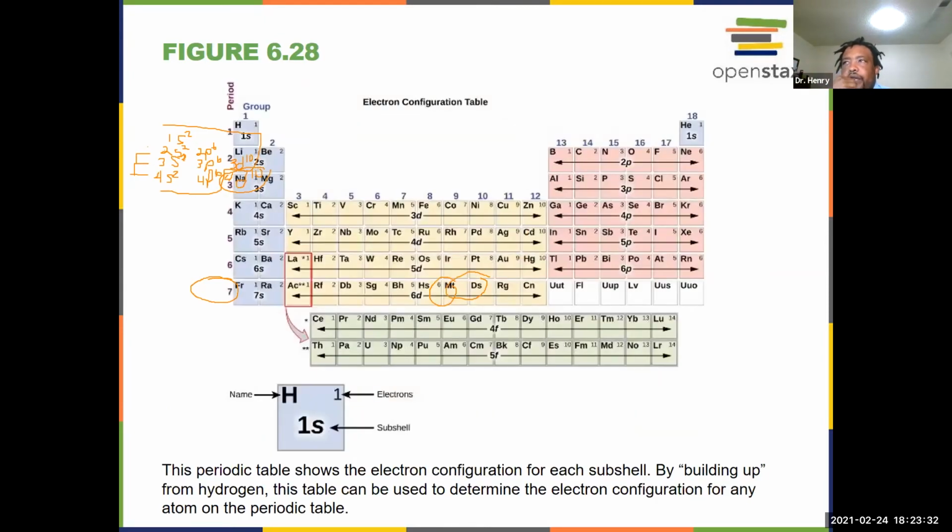And you guys are all familiar with this. You've seen it before. So this is just reminding us that these guys are going to be your S. This is going to be your P. This is going to be your D. And here is your F. And actually, these guys here are your first ones here. They belong here. This table's screwed up. These guys are really in the F orbital, and these guys are actually in the D orbital.